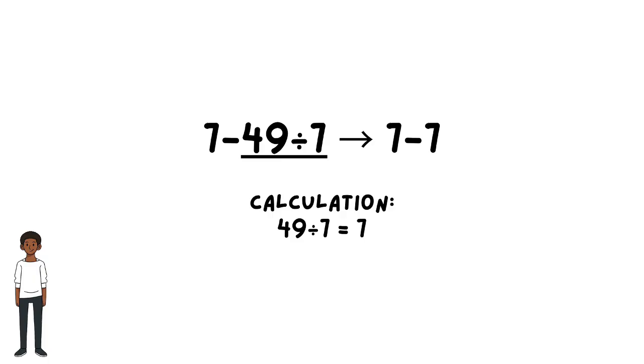Step 2. Division outranks subtraction, so we divide 49 by 7 next. 49 divided by 7 equals 7. So now we are left with a simple final subtraction, 7 minus 7.